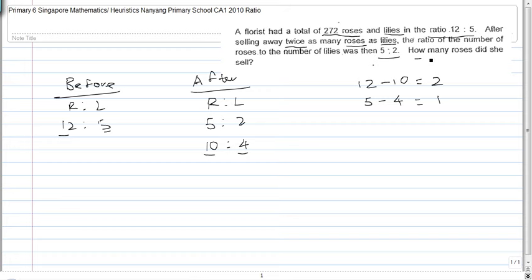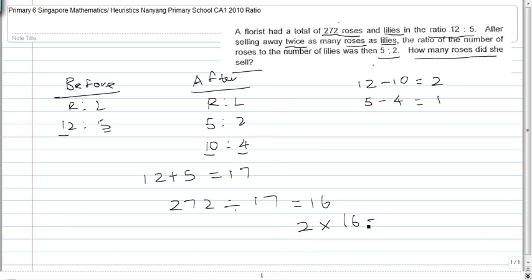So how many roses did she sell? She sold 2 units of roses. We know that there are 272 roses and lilies in the ratio of 12:5. So 12 plus 5 is equal to 17. We take 272 divided by 17, which is equal to 16. So 16 per unit. How many roses sold? She sold 2 units of roses, so 2 times 16 equals 32. So she sold 32 roses. That's the answer.